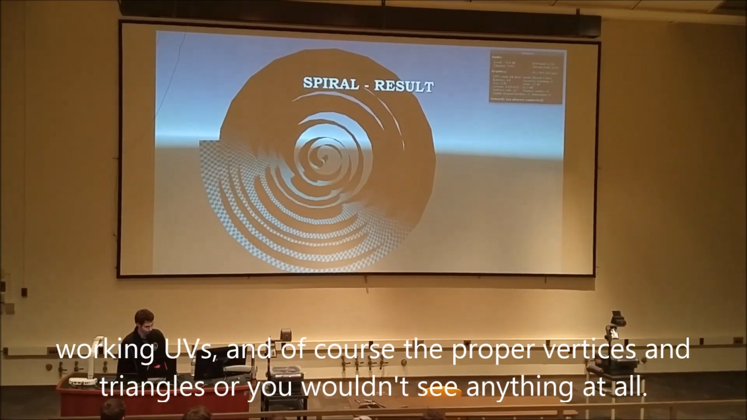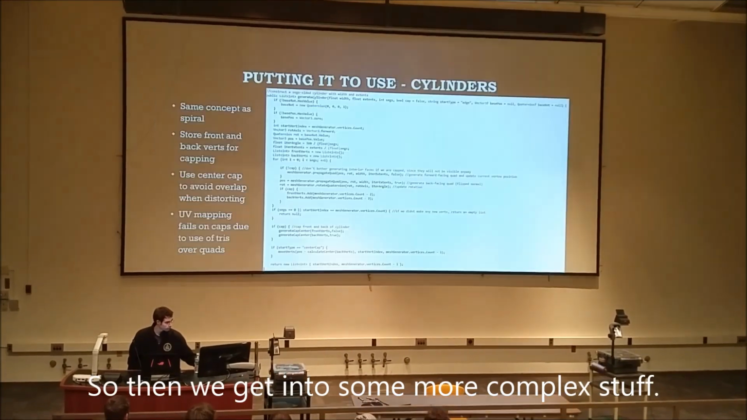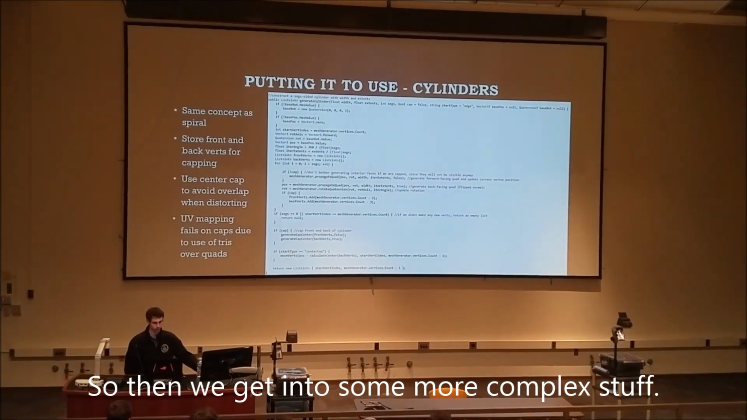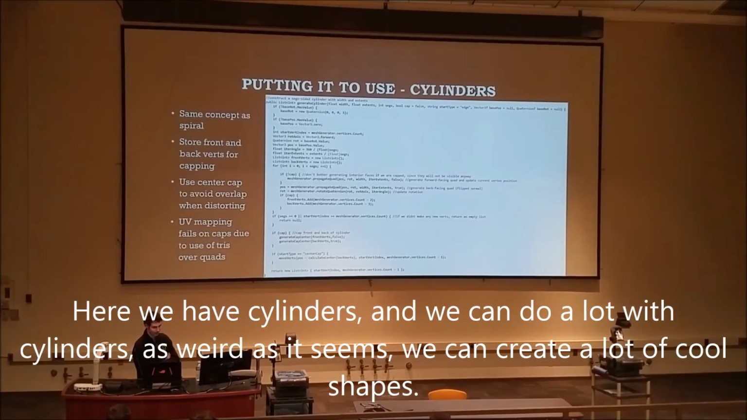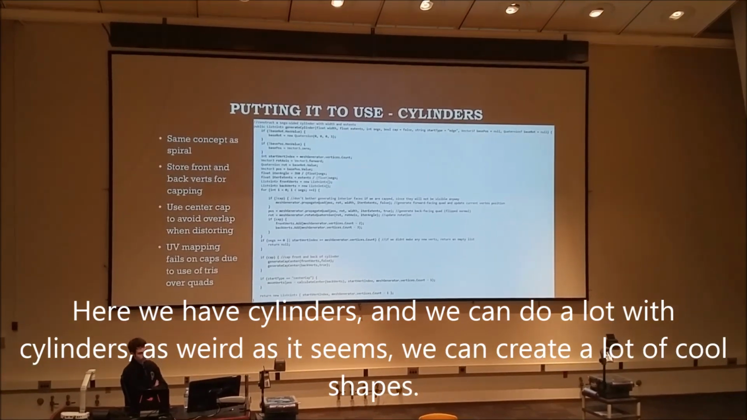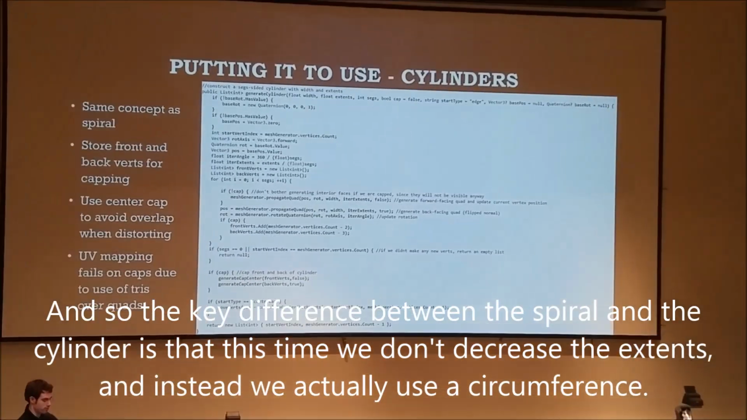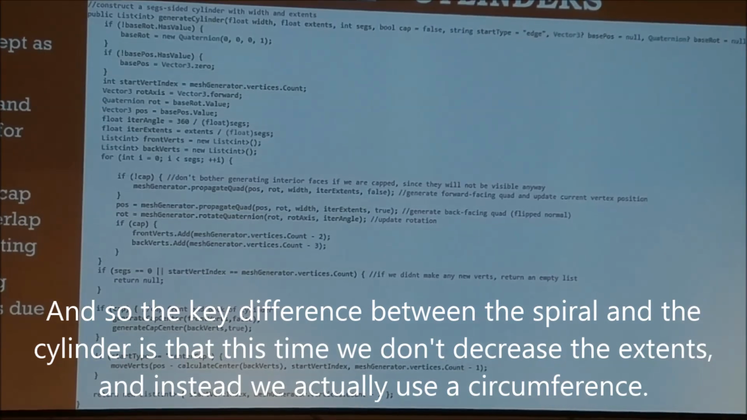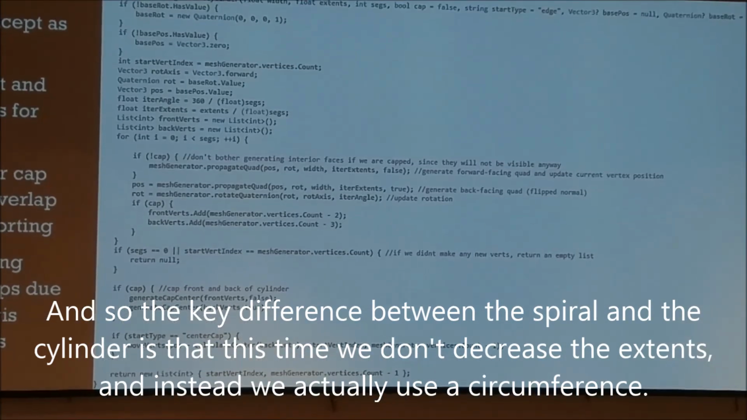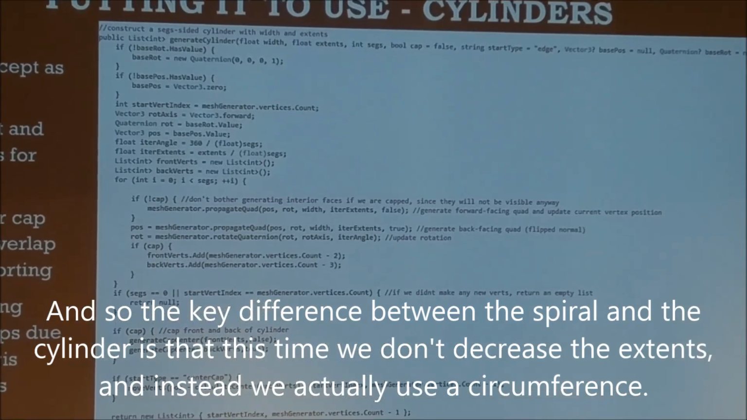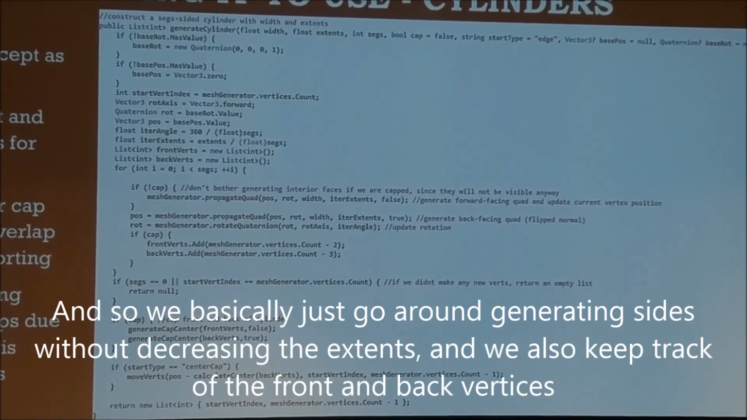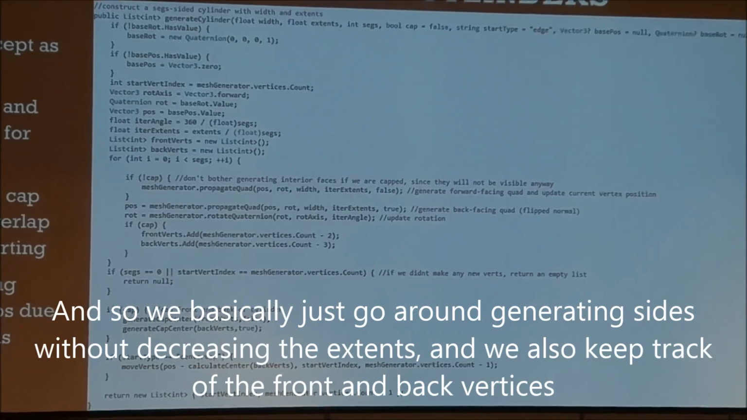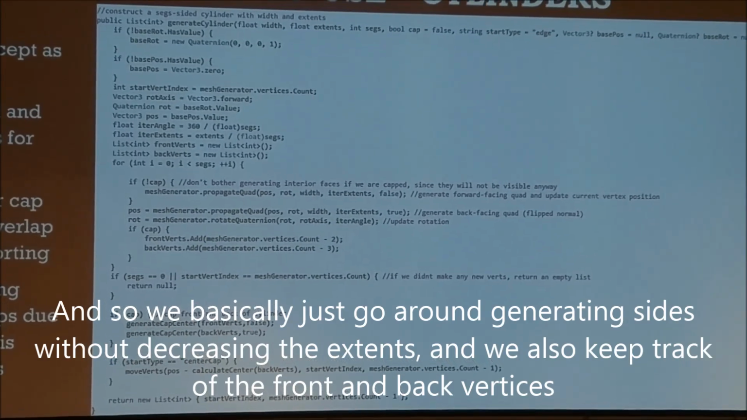Then we get into some more complex stuff. We have cylinders, and you can do a lot with cylinders. Using the seams actually makes a lot of cool shapes. The key difference between the spiral and cylinders is that we do not decrease the extent, and instead we take it as circumference, and it just goes around.